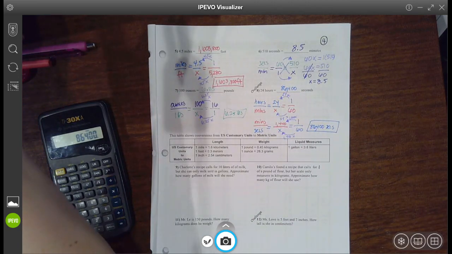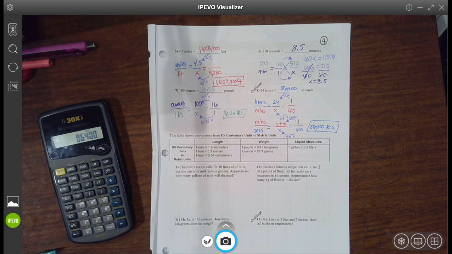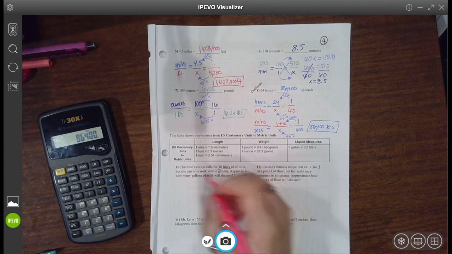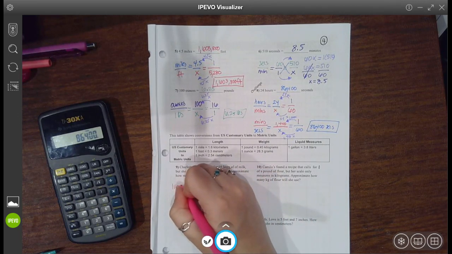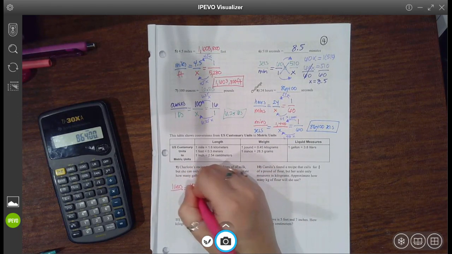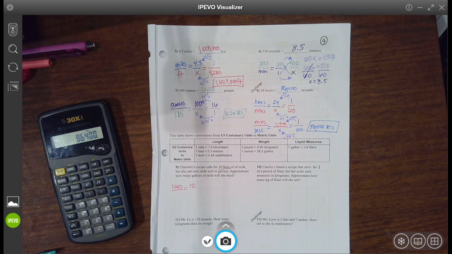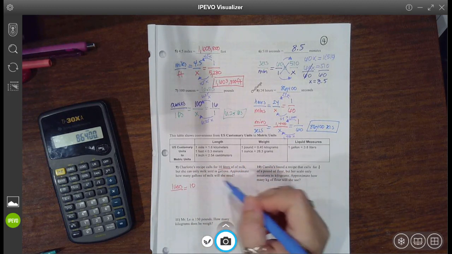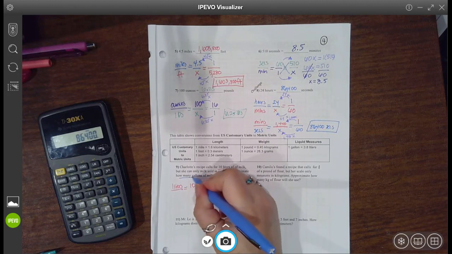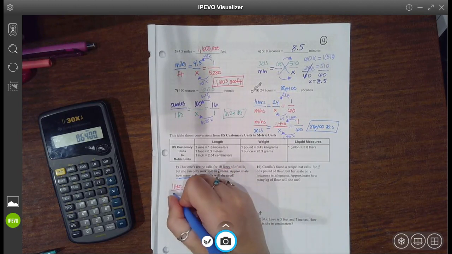Okay, again, if you haven't solved any on your own, please do so. Pause the video, try them yourself, and then unpause it and check. Okay, this one says, Charlotte's recipe calls for 10 liters of milk. So you have 10 liters. And we want to know, it's only sold in gallons, so how many gallons would you need?